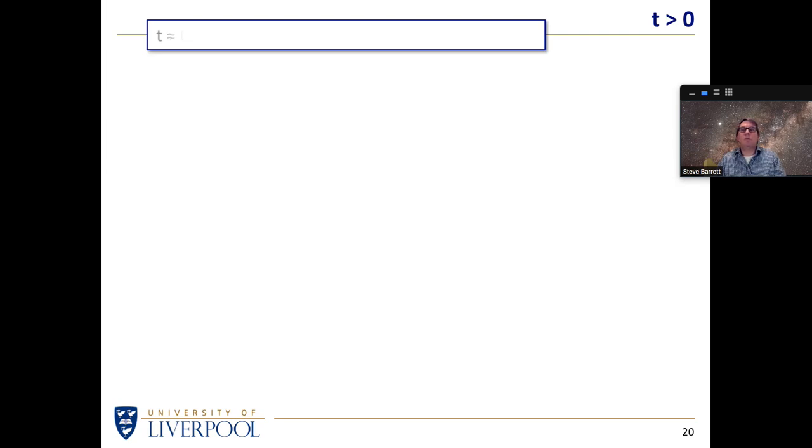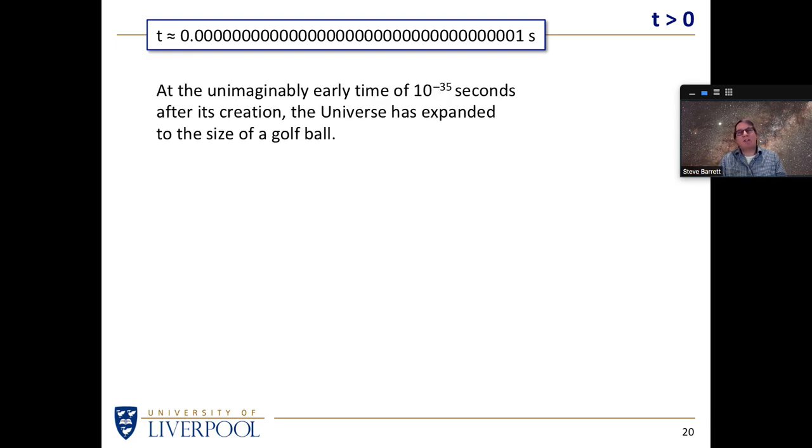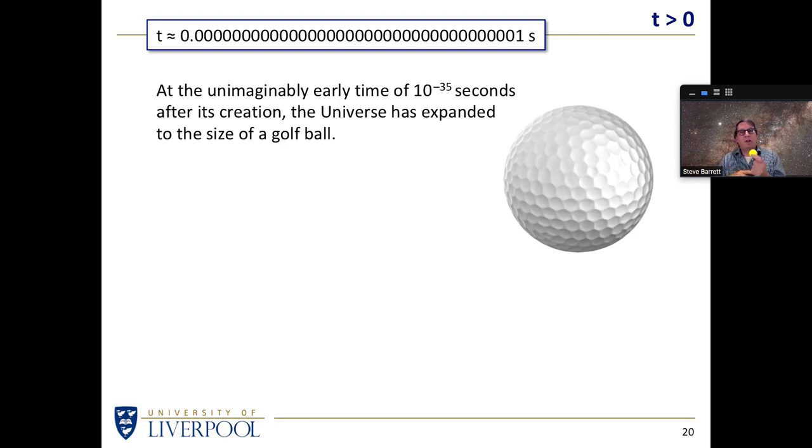Let's jump forward, and we're going to jump forward by the unimaginably small time interval of 10 to the minus 35 seconds. By that time, the universe has expanded until it's about the size of a golf ball. And by the universe, I mean what we currently say is inside the observable universe. We have no idea what's happening outside that.